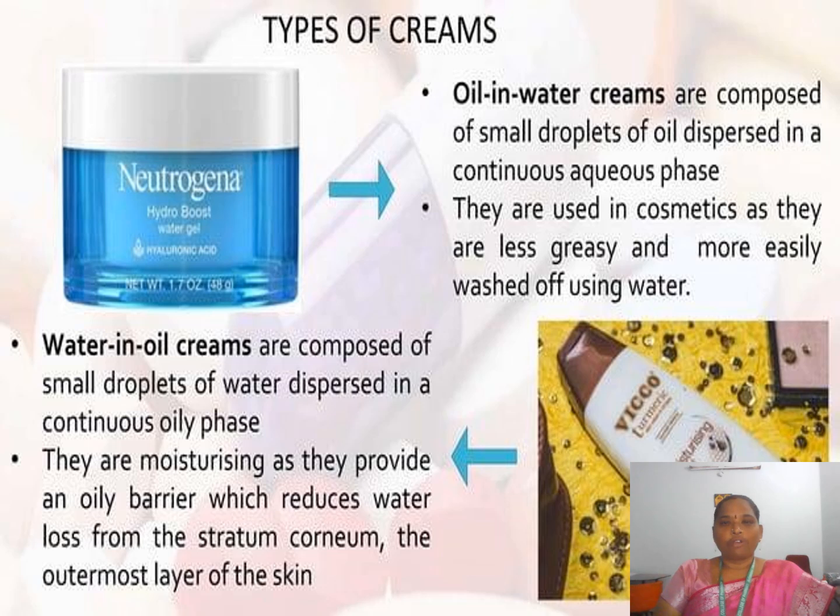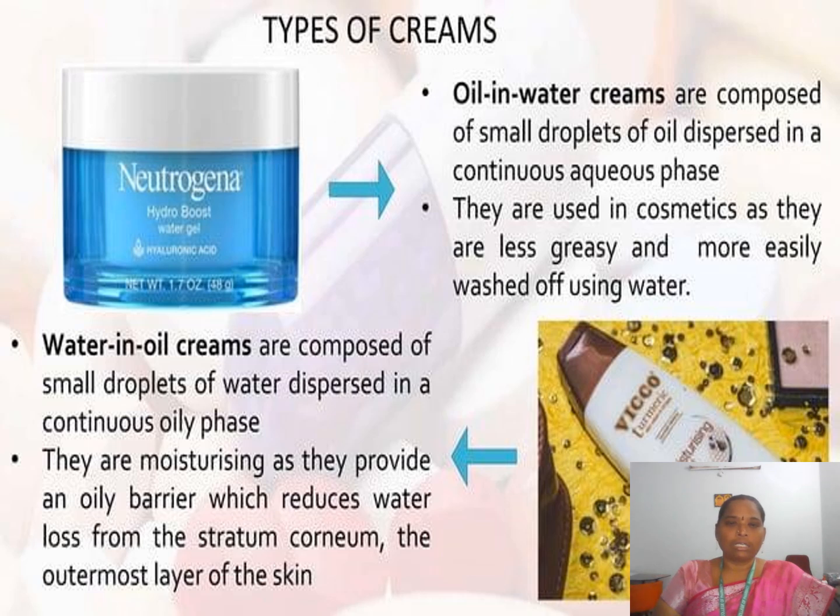Next we have the types of creams, oil in water and water in oil. An example of oil in water is Neutrogena Hydro Boost water gel. In this, the water content is more, and oil is dispersed in the water. So oil in water creams are composed of small droplets of oil dispersed in water as a continuous aqueous phase. They are used in cosmetics as they are less greasy and more easily washed off using water.